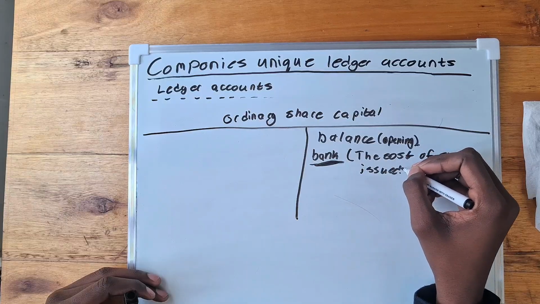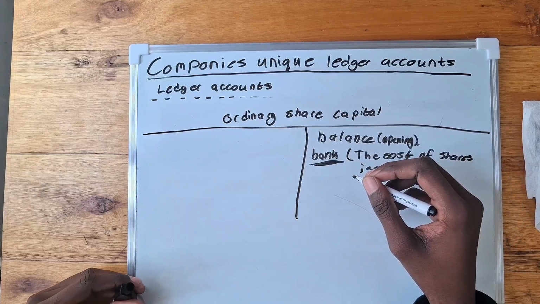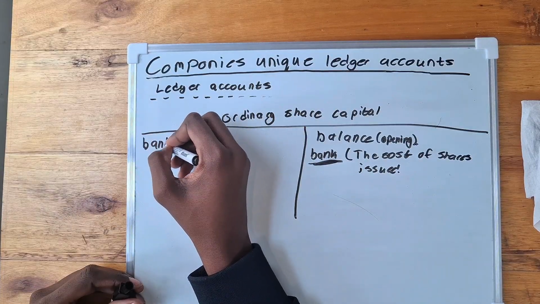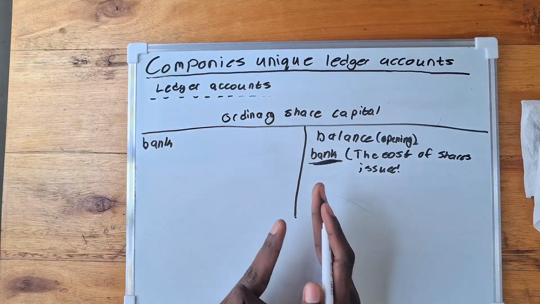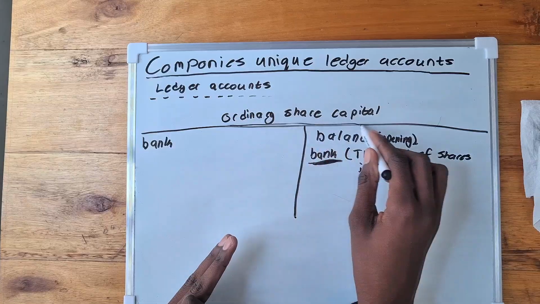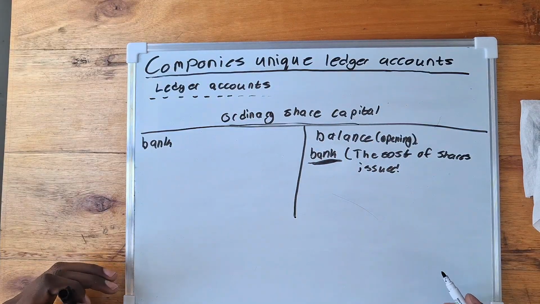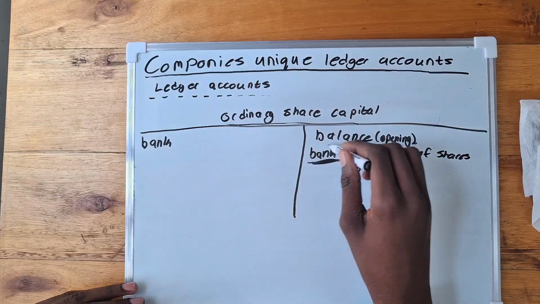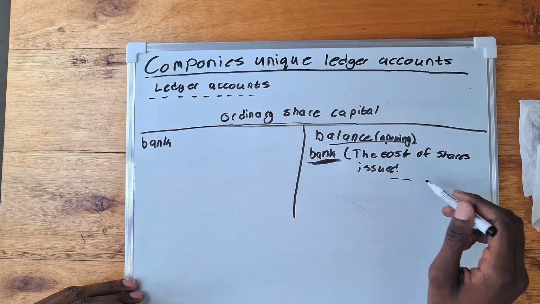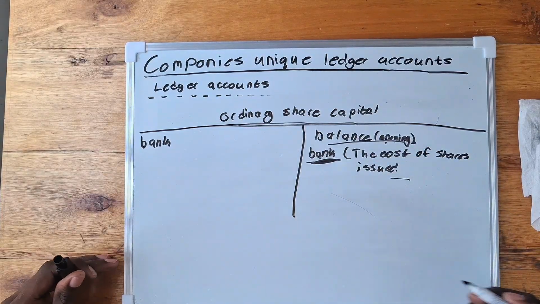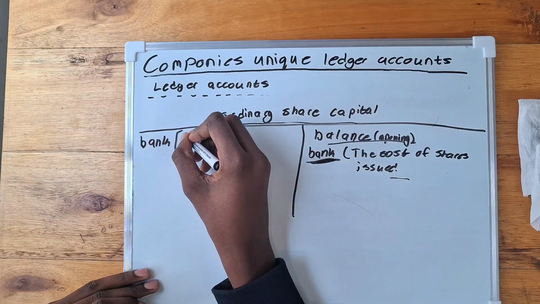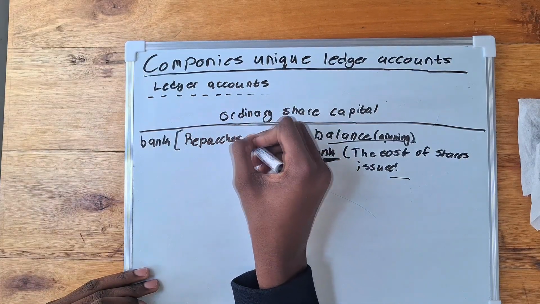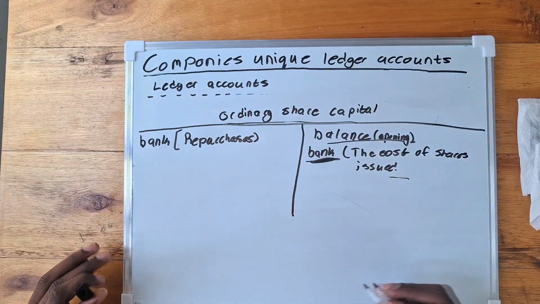And then similarly, on this side, you would also have a bank again. But why a bank on this side? Now we know that when we record ordinary share capital, we are looking at the total shares that are given out at the end of the year. So we have our opening, we have our additional shares issued during the year. What else is missing? This is our repurchases, right? Repurchases.